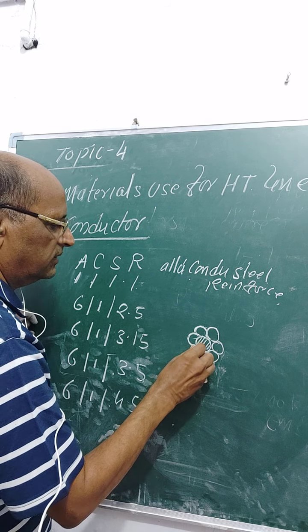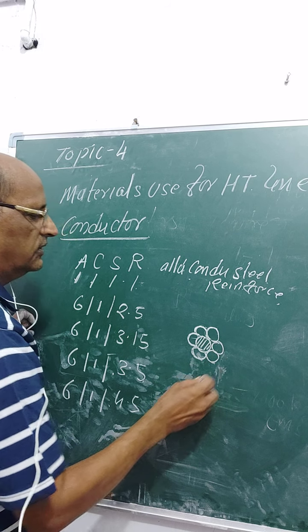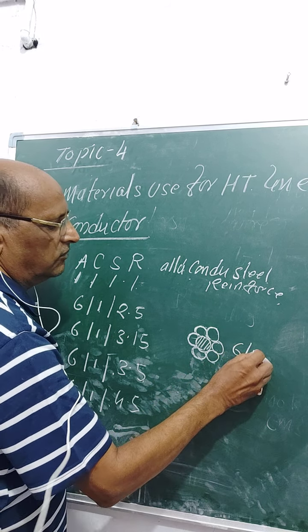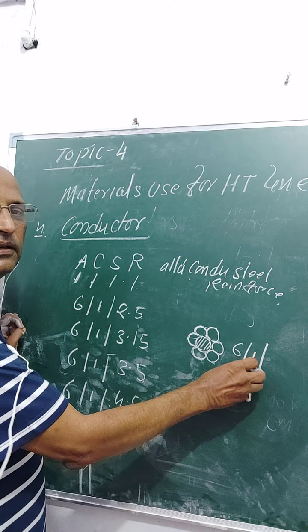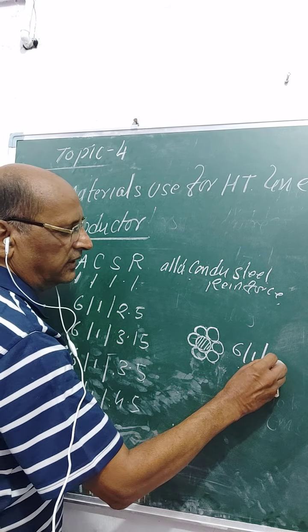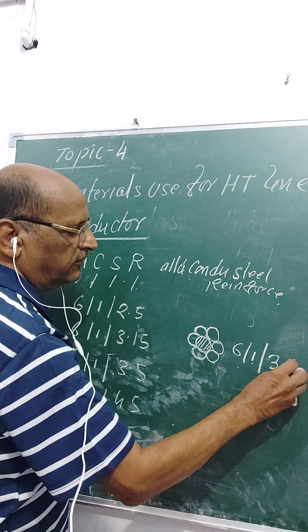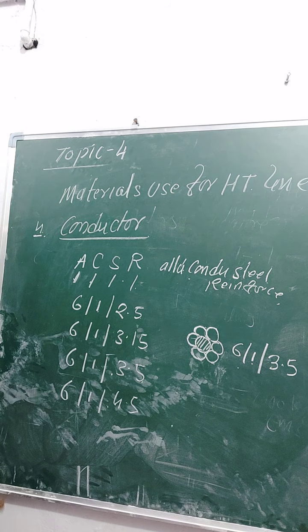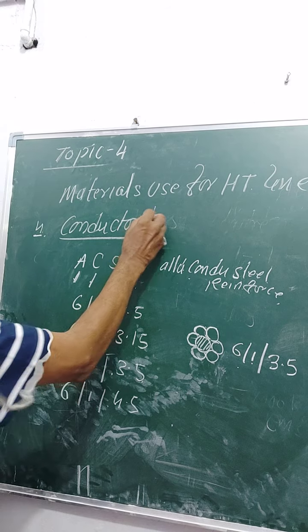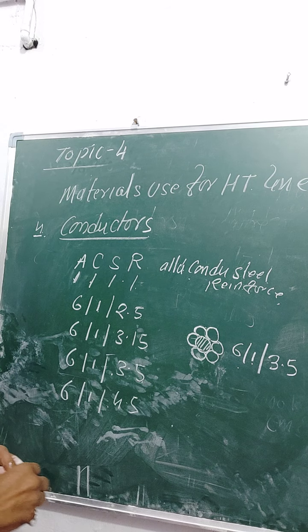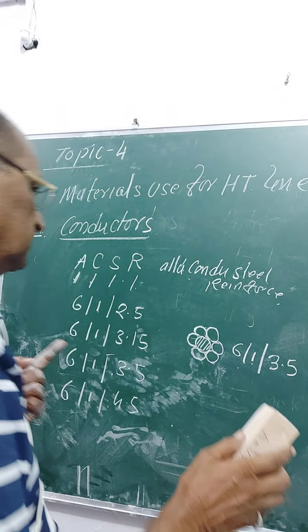So all wire is stranded together. So this is a 6/1. One is of steel, 6 of aluminum, and each having diameter 3.5. So this will be the conductor. Any of these is used according to loading. Depending upon current rating, we can select any conductor out of this. So this is conductors used for HT line. So pole, cross arm, insulator and conductor.